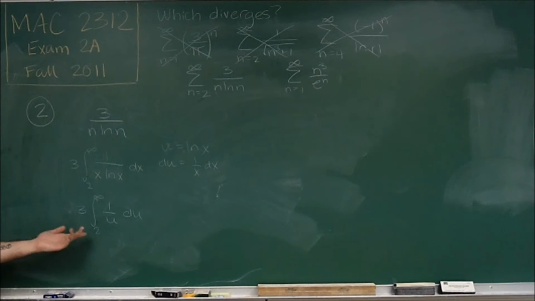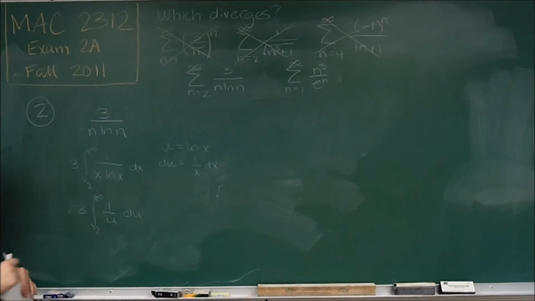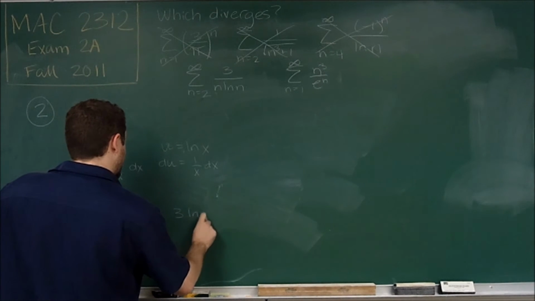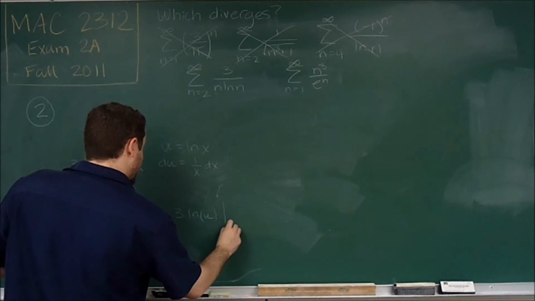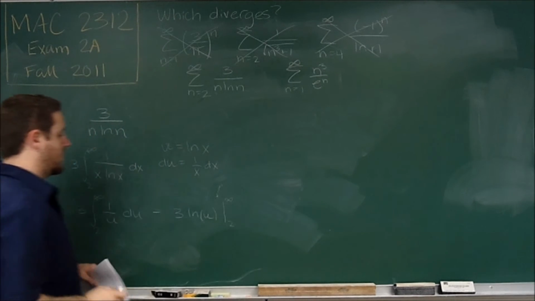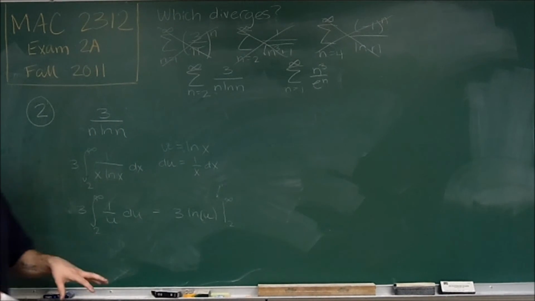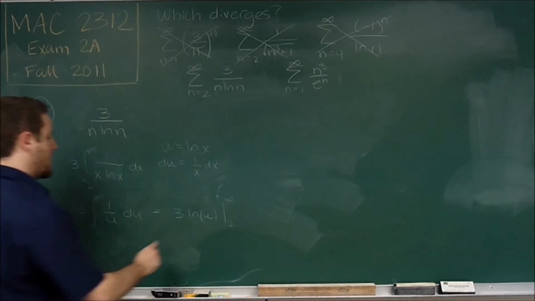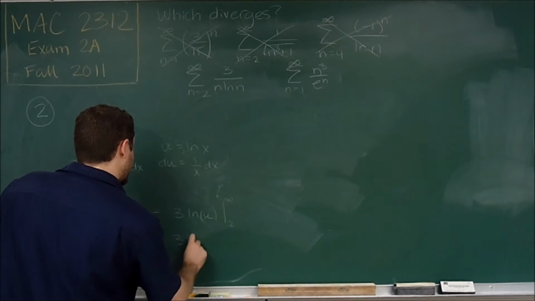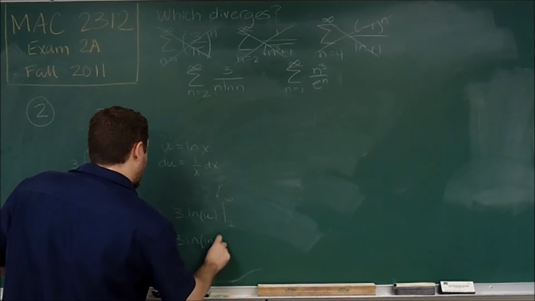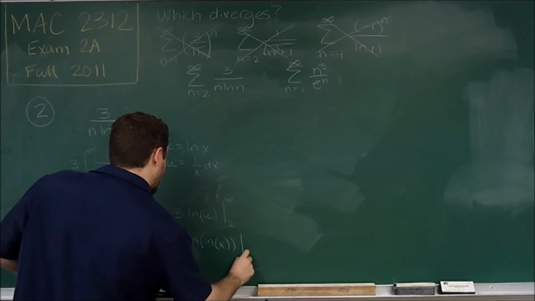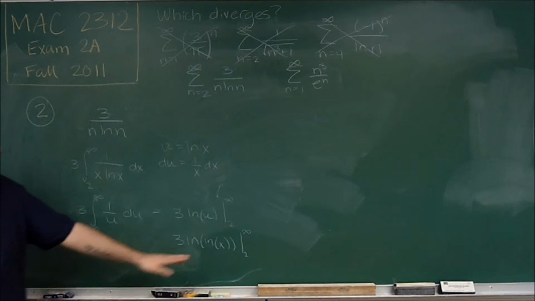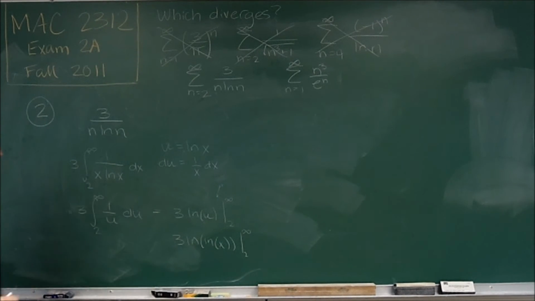And now we have this. And of course, this is the integral we all know. This is going to be 3 ln of u from 2 to infinity. But remember that you can't plug in 2 and infinity yet, because that was in terms of x. So you have to plug back in. And we're going to get 3 ln of ln of x, because u was ln of x.